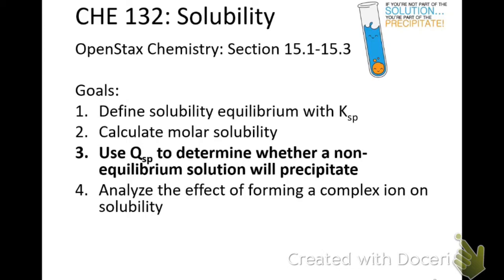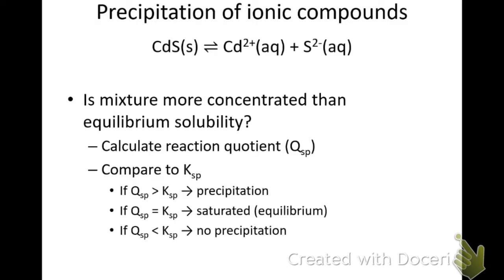In our next section, we can use something called QSP to determine whether a non-equilibrium solution will precipitate. For example, if we're thinking about cadmium sulfide, which is the chemistry name for cadmium yellow, a yellow pigment used by Impressionist painters, we know that cadmium sulfide would dissociate into cadmium ion and sulfide ion, so this reaction is written as a KSP reaction.